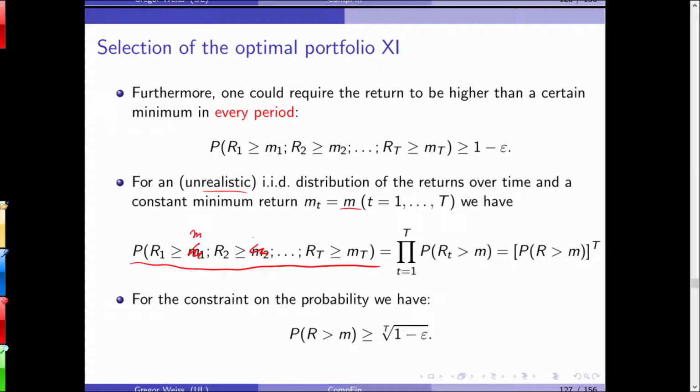Then we see that this is always M. We set M1 and M2 up to MT to be constant and to be M. Then, if it is IID, this is the product of the marginal probabilities. So the product from 1 to t of the probabilities that the tth return is larger than M, and this actually is just the probability that it is larger on any day, to the tth power. And for the constraint on the probability, we then take the tth root, and we require the probability of the return to be larger than M to be larger than the tth root of 1 minus epsilon. And this is then the constraint we include in our optimization.